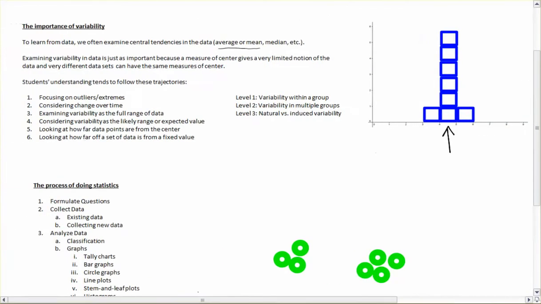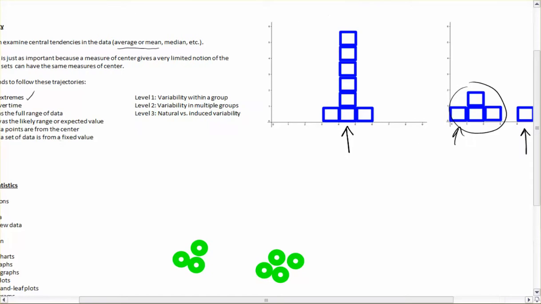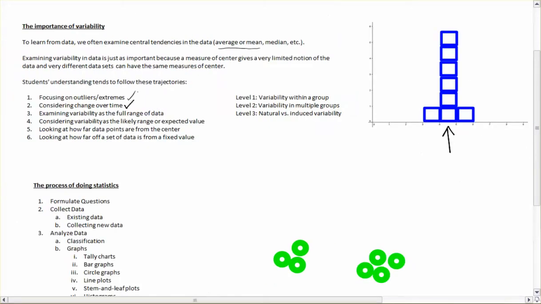How do kids tend to learn about variability? Their understanding tends to follow these two trajectories. The one on the left here breaks it down into six kind of tendencies in student thinking. First, they tend to focus on outliers or extremes. So if we look back at our sets of data here, they might realize that the one on the right has much lower and much higher values as compared to the one on the left. Next, they're able to think about the variability in data over time, and so we can begin to look at how things change over time, and that they can make sense of that.